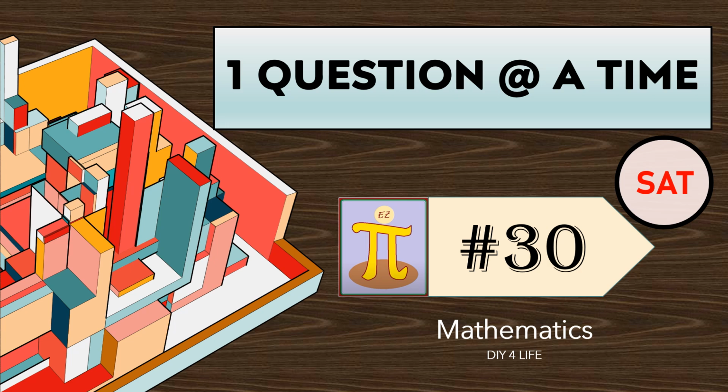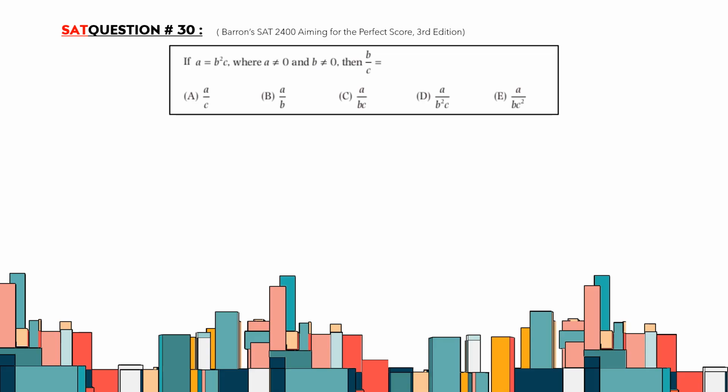Question number 30. If A equals B squared times C, where A is different from 0 and B is different from 0, then B divided by C equals which of the expressions A, B, C, D, or E?